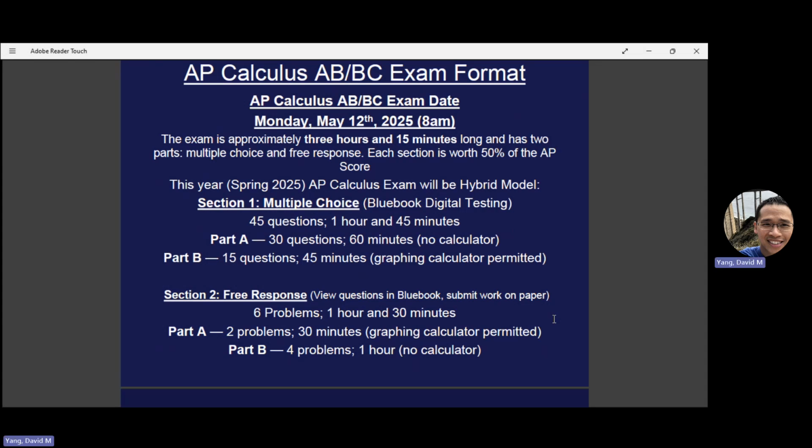Multiple choice is 45 questions spread out over an hour and 45 minutes, split between non-calculator and calculator sections. And the free response portion will be an hour and 30 minutes, 6 problems. 2 problems will be graphing calculator permitted, and then the last 4 will be non-calculator. And students are given on average 15 minutes per problem.